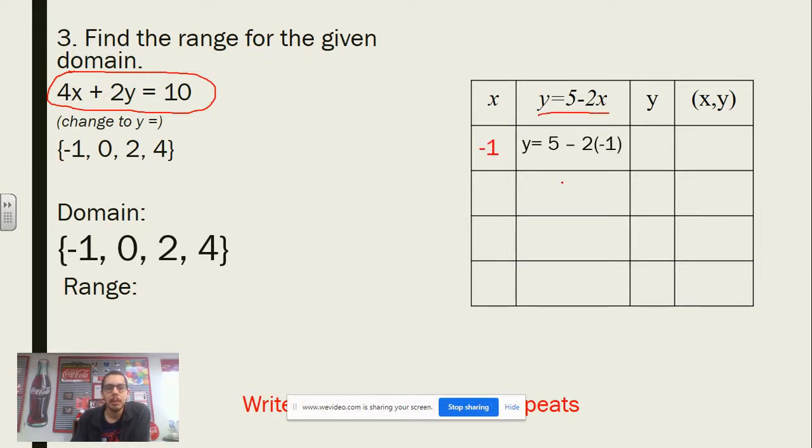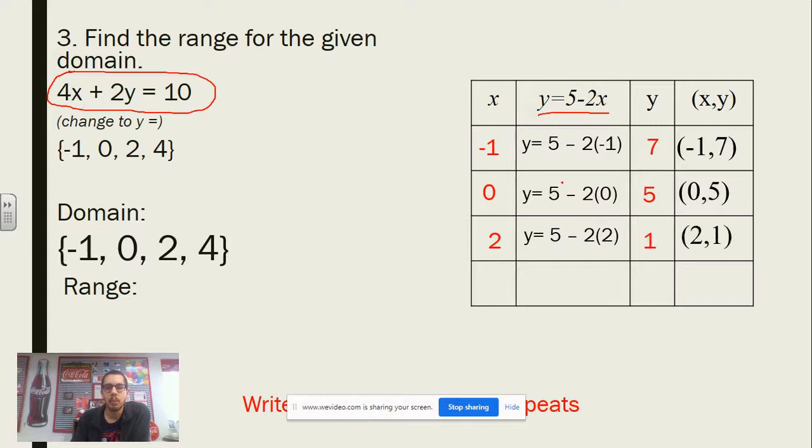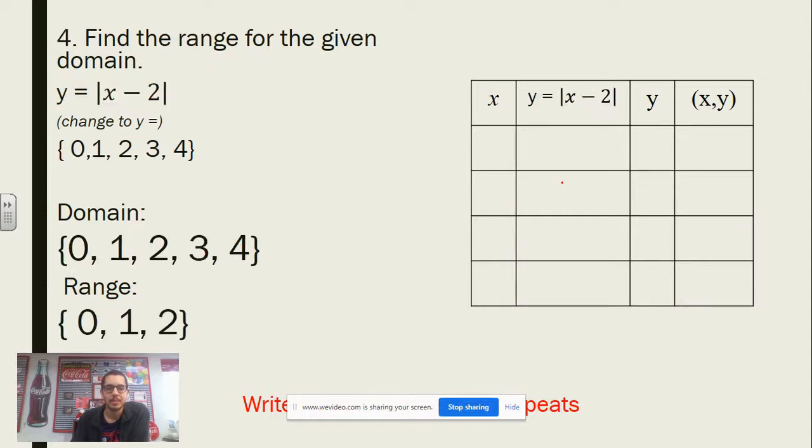And then I'm going to start plugging in, substituting in my values for my domain. So I substitute in -1, and we get out 7, and so our ordered pair would be -1, 7. When we substitute in 0, we get out 5, and so that ordered pair would be 0, 5. When we substitute in 2, we get out 1, and when we substitute in 4, we get out -3. And so our range values, in order from least to greatest, would be -3, 1, 5, and 7.